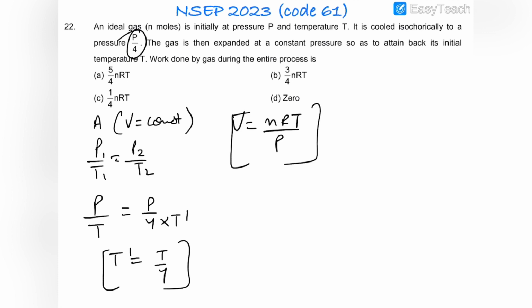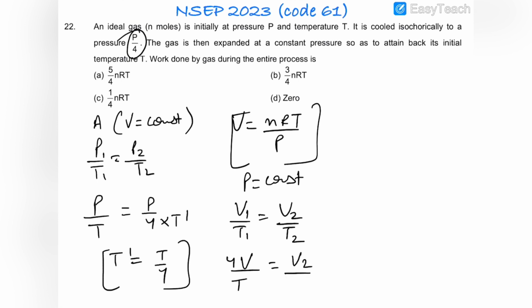This is the volume V at this point of time. Now the gas is being expanded at constant pressure to attain back its initial temperature. So if P is constant, then we know that V1 upon T1 is equal to V2 upon T2. V upon the temperature at this point of time, T by 4, and this is V2 upon the temperature finally, which is T, so V2 is equal to 4V. Okay, so this is the volume, and in this process the pressure is equal to P by 4.